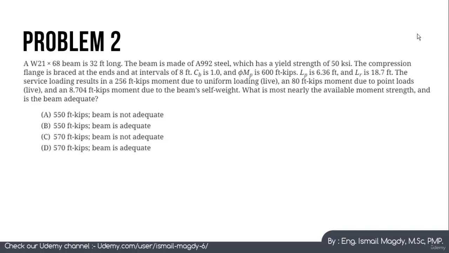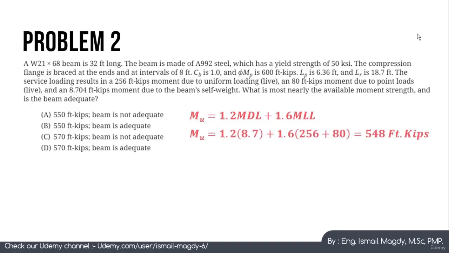We need to start first by calculating the ultimate moment based on these dead and live moments. So the ultimate moment equals 1.2 times the moment due to dead load plus 1.6 times the moment due to live load. So it is going to be 1.2 multiplied by 8.7 plus 1.6 multiplied by 256 plus 80, which is going to be 548 feet-kips.